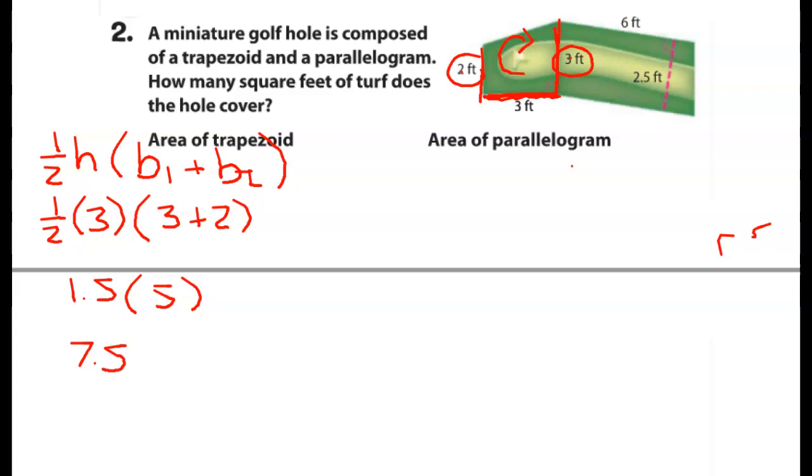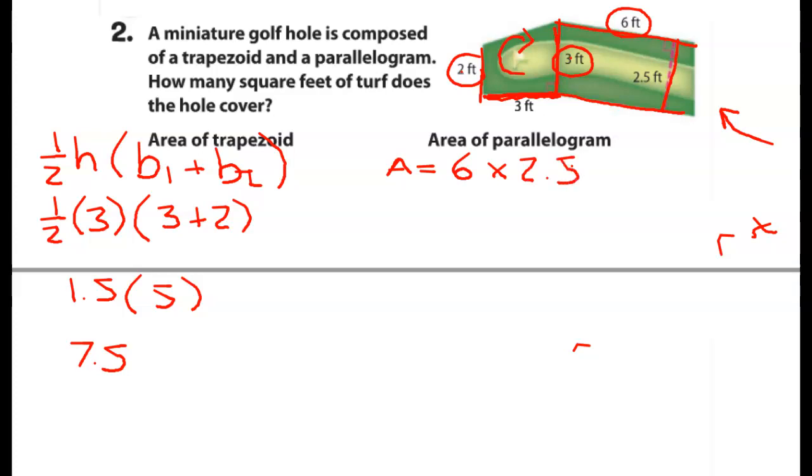So now I'm going to have to come over here and find the area of the parallelogram, okay? So the area of a parallelogram is just the base times the height. So we'll say that the area is going to be the base. Now the base is this 6, because if the top is 6, then the bottom is also 6. So 6. And the height, now they're telling me right over here that the height is 2.5. So 6 times 2.5.